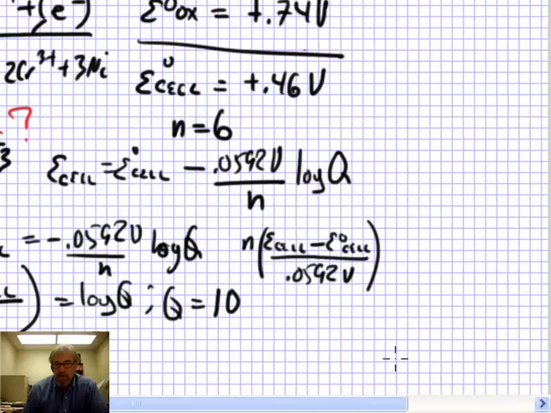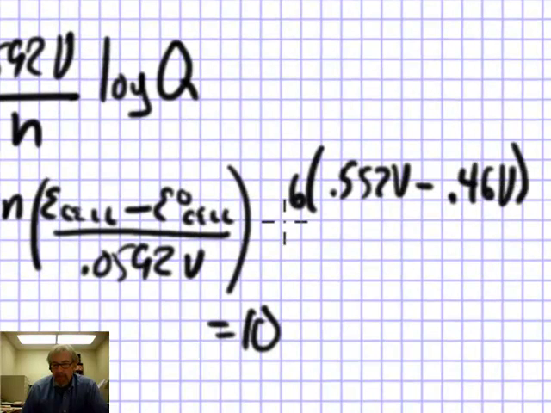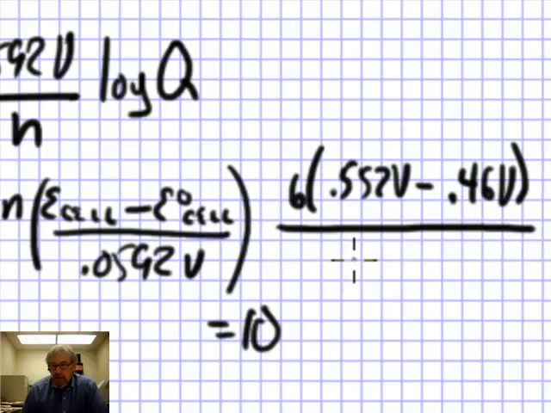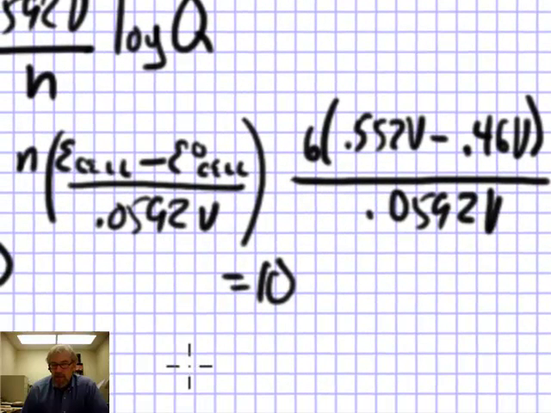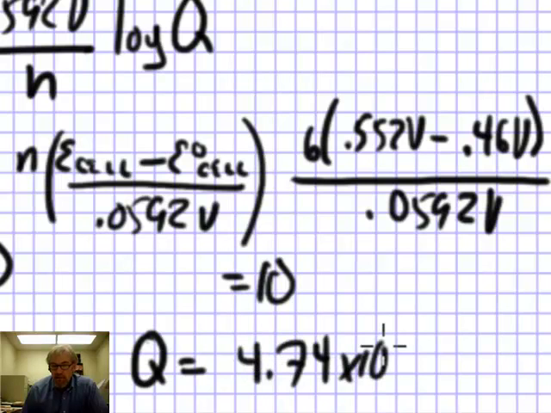So let's put some numbers in there. 10 to the 6 times our actual cell potential was 0.552 volts minus the standard cell potential, which is 0.46 volts, divided by 0.0592 volts. Now, when you work this all out, Q turns out to be equal to 4.74 times 10 to the negative 10. So now let's use that to find our unknown.